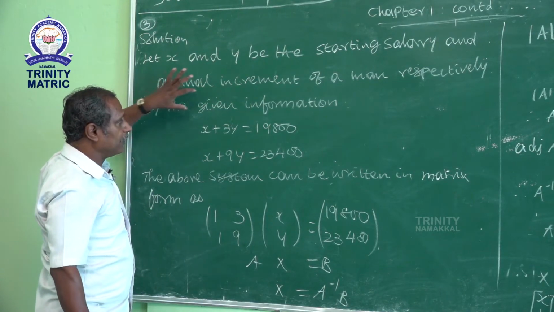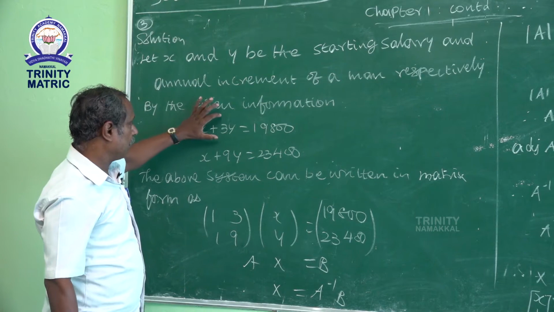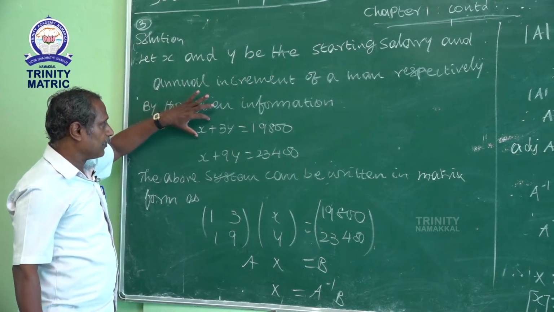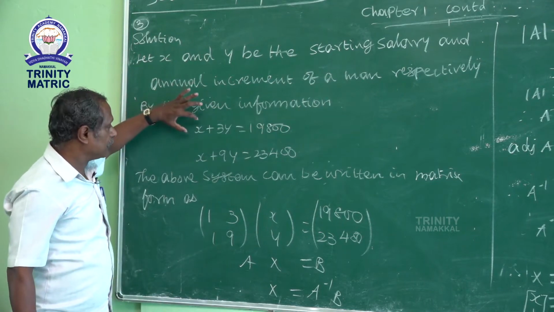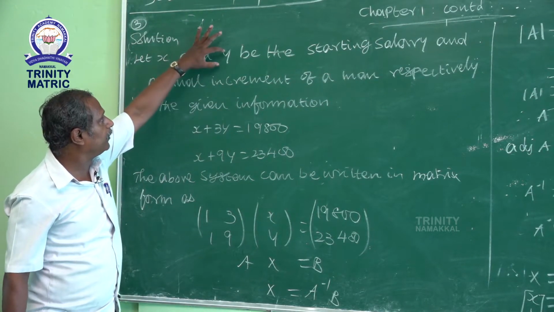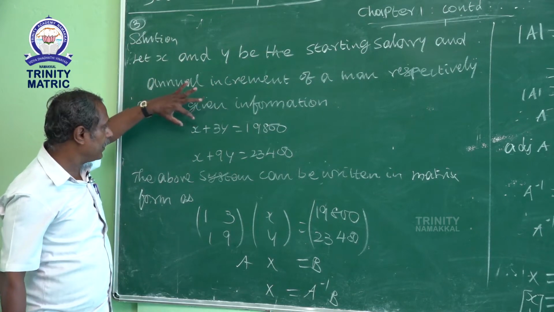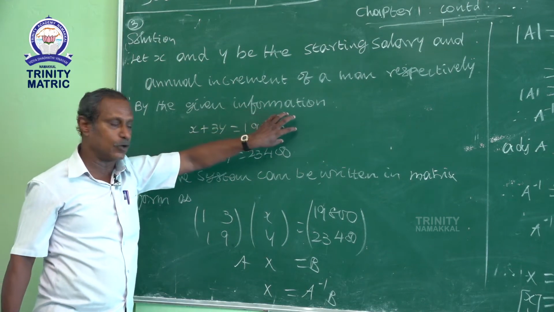So by the given information we already know this. After 3 years of service, the first month salary is 19,800. That means starting salary plus 3 years of increment. One year increment is y, so 3 years increment is 3y. So the sum of these two is x plus 3y equal to 19,800.